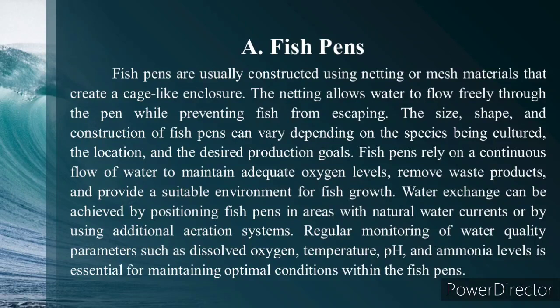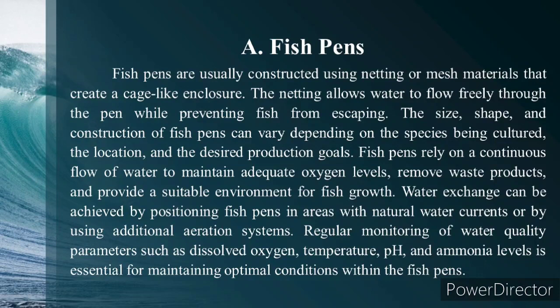The netting allows water to flow freely through the pen while preventing fish from escaping. The size, shape, and construction of fish pens can vary depending on the species being cultured, the location, and the desired production goals. Fish pens rely on a continuous flow of water to maintain adequate oxygen levels, remove waste products, and provide a suitable environment for fish growth. Water exchange can be achieved by positioning fish pens in areas with natural water currents or by using additional aeration systems. Regular monitoring of water quality parameters such as dissolved oxygen, temperature, pH, and ammonia levels is essential for maintaining optimal conditions within the fish pens.